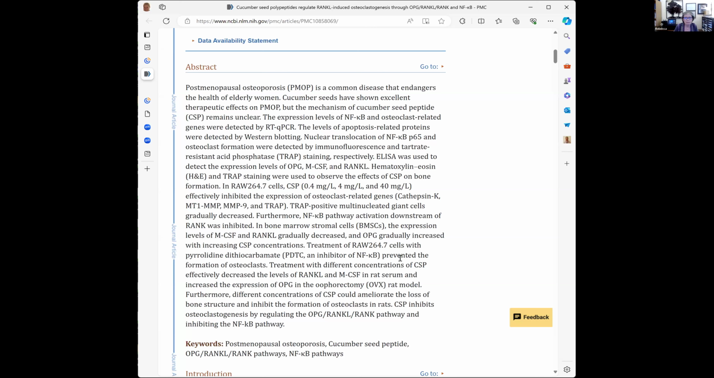So treatment with different concentrations of cucumber seed peptide effectively decreased the levels of RANKL. That sounds good for something that causes inflammation. And MCSF, let's see what that is. They have to always give you the name before they use the abbreviation, but I don't see it there. Anyway, that's something bad, obviously, in rat serum, and it increased the expression of OPG, which is good.